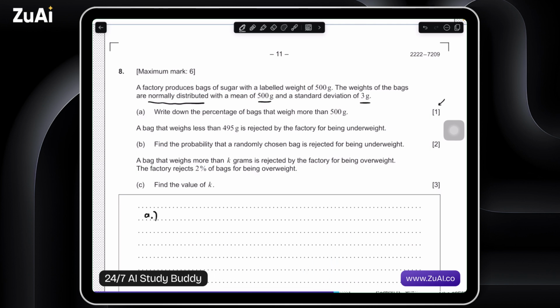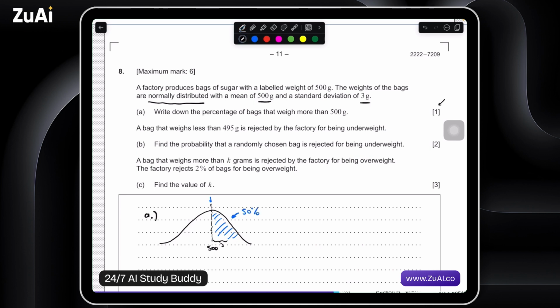So part A, sometimes it's a good idea to draw a sketch to see what is going on here. So we have a situation, number of bags of sugar, they're normally distributed. We have a mean of 500 and a standard deviation of 3 grams. Write down the percentage of the bags that weigh more than 500 grams. And in this case, it's going to be all the values to the right of the mean. And since this is the line that divides it, without even using norm CDF, we know that this is equal to 50%.